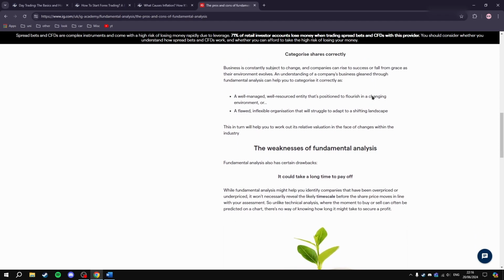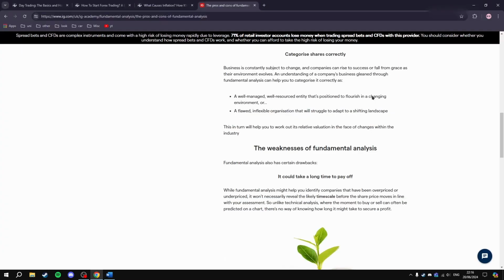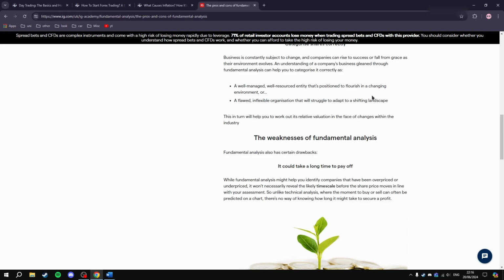Categorize shares correctly. Business is constantly subject to change, and companies can rise to success or fall from grace as their environment evolves. An understanding of a company's business gleaned through fundamental analysis can help you categorize it correctly as a well-managed, well-resourced entity that's positioned to flourish in a changing environment, or a flawed, inflexible organization that will struggle to adapt to a shifting landscape.